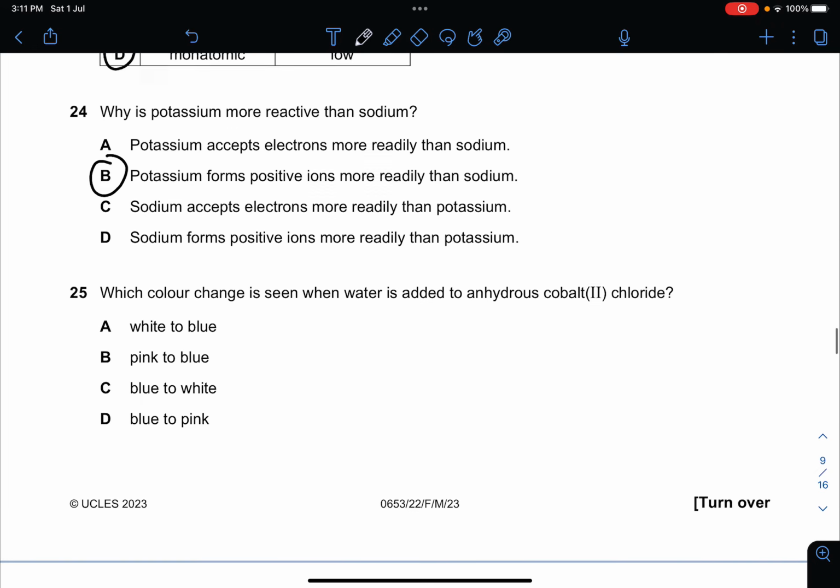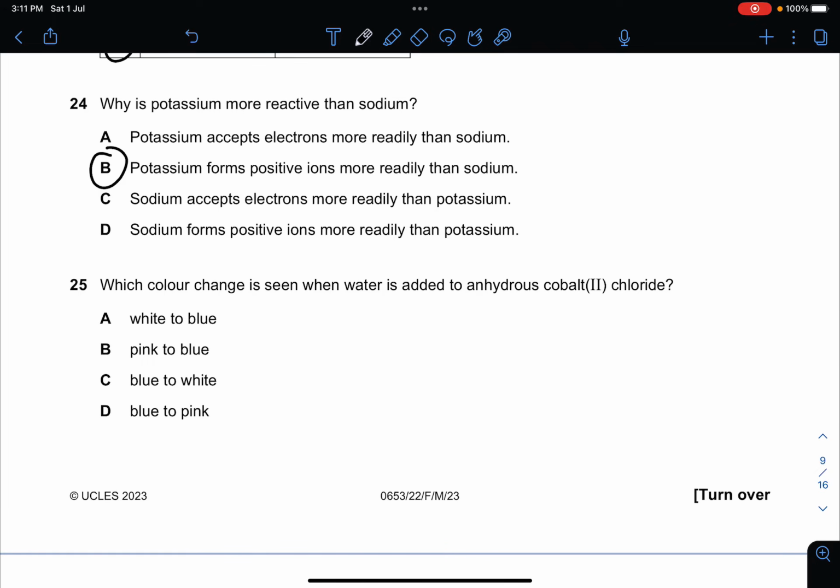Alright, which color change is seen when water is added to anhydrous cobalt(II) chloride? So it goes from blue to pink cobalt(II) chloride. Okay, blue to pink. D.